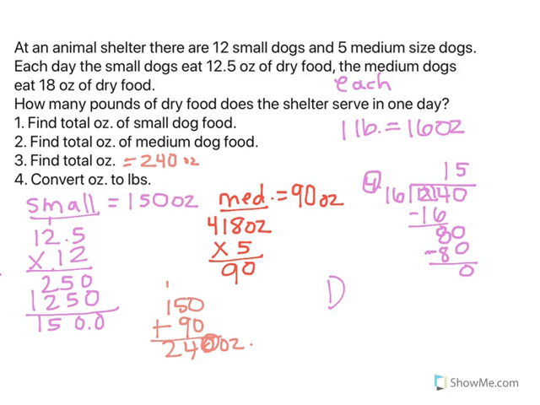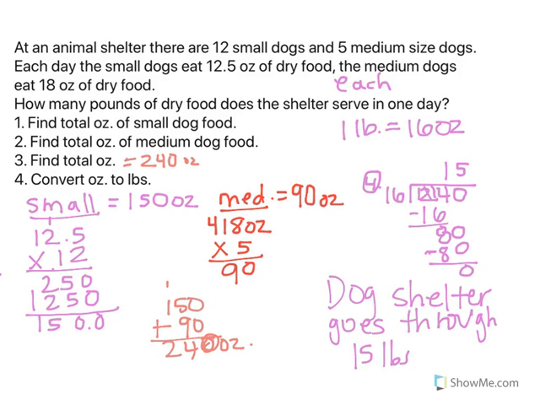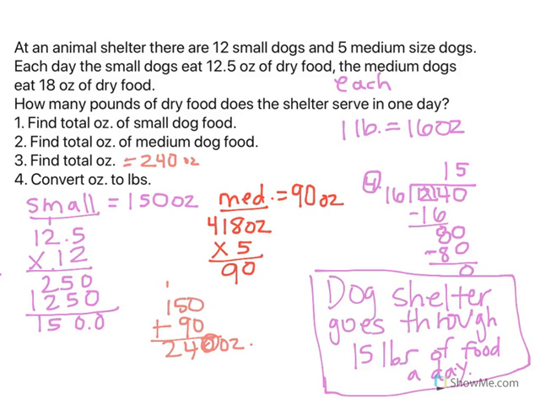So the dog shelter goes through 15 pounds of food a day. And hopefully my stylus comes from Amazon Prime tomorrow so that I can print clearly on this thing.